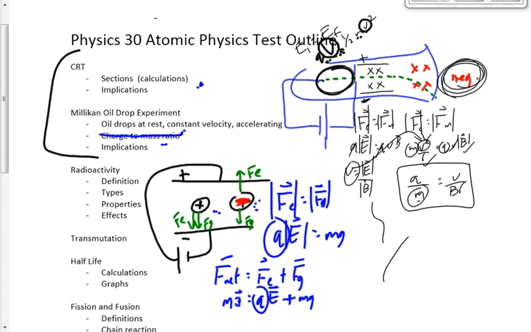What are the implications of the oil drop experiment? Well, number one, Brody kind of already said it, we have an elementary charge. We have a minimum charge that you can possibly have. Can't get smaller than that. 1.6 times 10 to the minus 19. That happens to be the charge of an electron, right? The smallest charge that you can have.